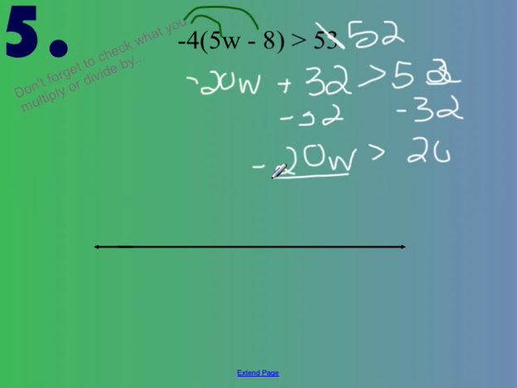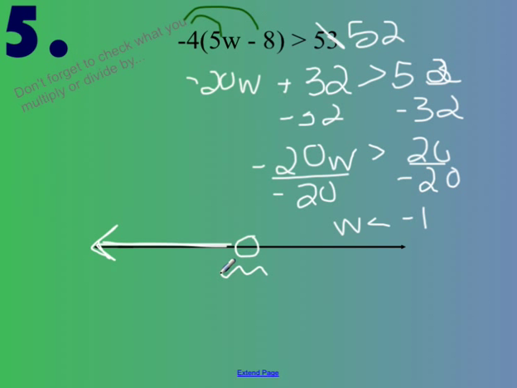So now we're going to go ahead, that -20 is being multiplied by the W. So I'm going to go ahead and divide both sides by -20. Well, here I'm dividing by a negative number. So I have little alarm bells going off in my head that tells me I need to flip that inequality symbol. So now that we've flipped, we get W is less than -1. So we're going to have an open circle going to the left. Okay, the open circle tells you that it is strictly less than. That means we don't include -1.